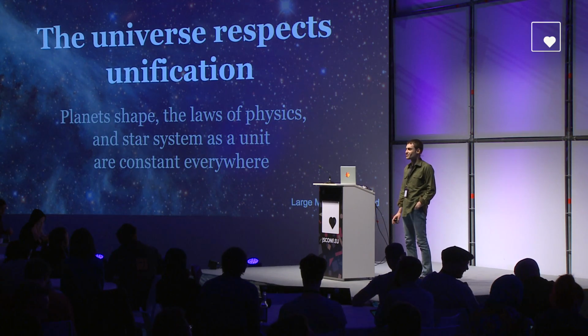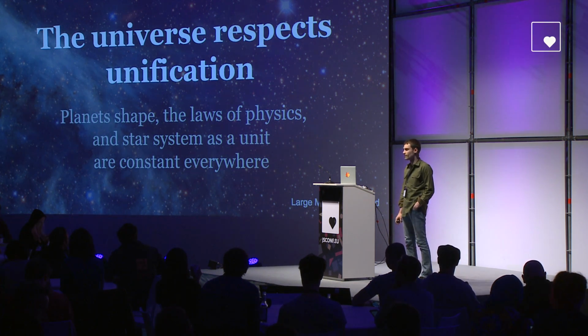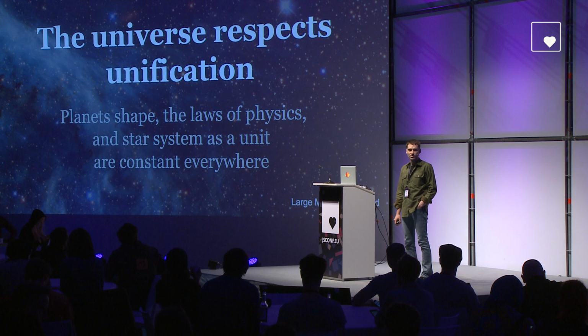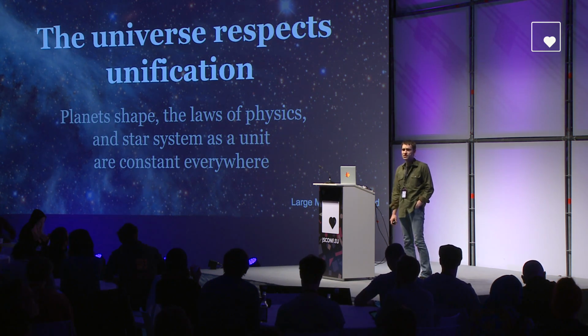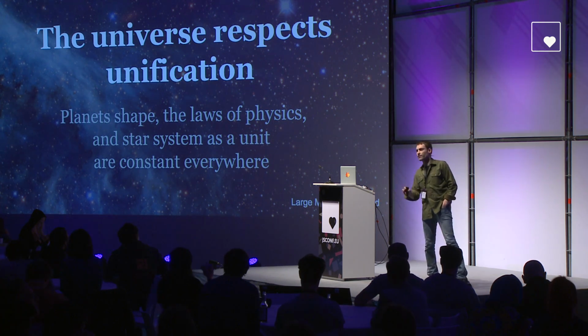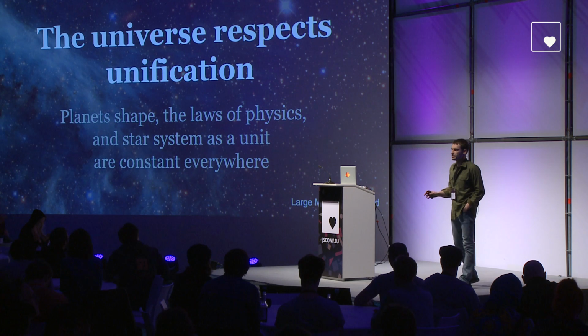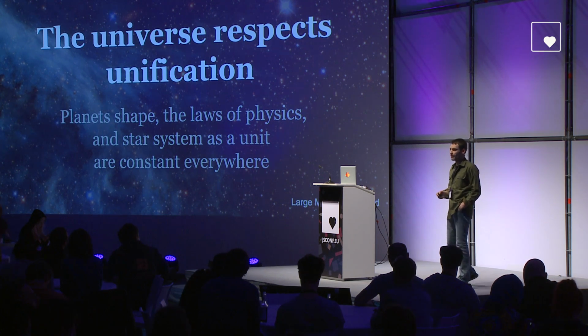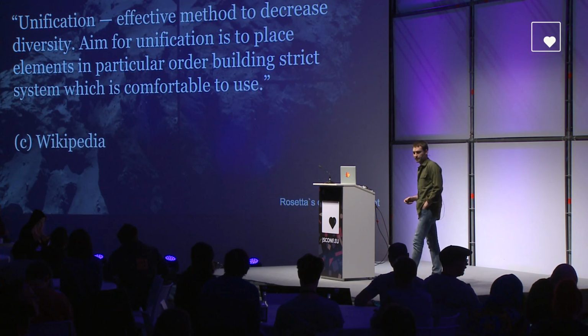Before talking about JavaScript guidelines, let's talk about the guidelines for this universe. One of the fundamental tendencies of this universe is a tendency toward unification. So this universe respects unification. The shape of planets and the laws of physics are constant everywhere. It's all going to be unified in this universe, this singularity.